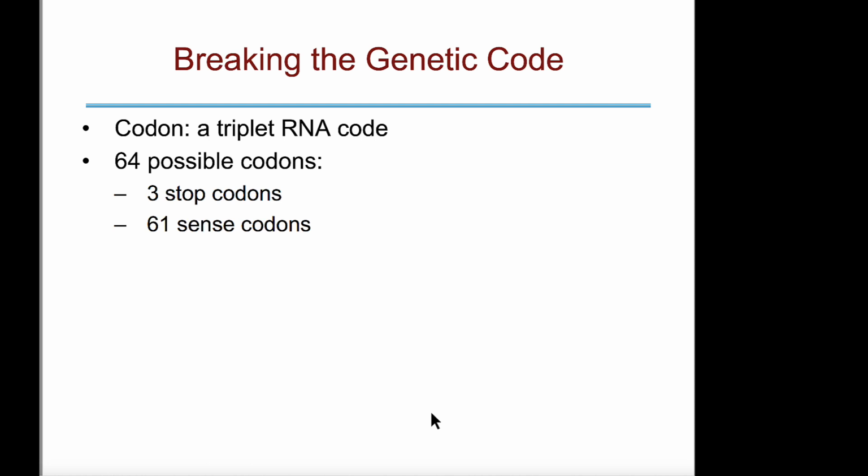A codon is a triplet RNA code, so 3 bases. Okay, in the table there are 64 possible codons. 3 of the 64 code for stop codons. That's UAA, UAG, and UGA. And then you have 61 sense codons. This means that they code for amino acids.